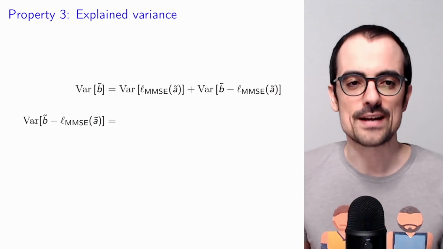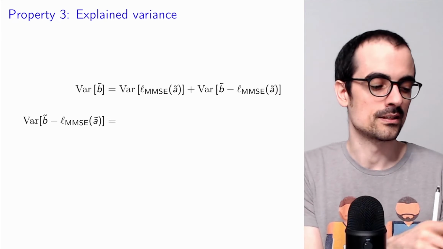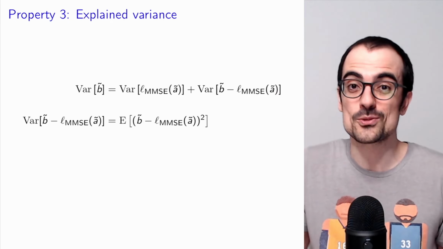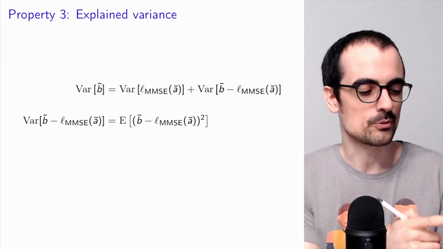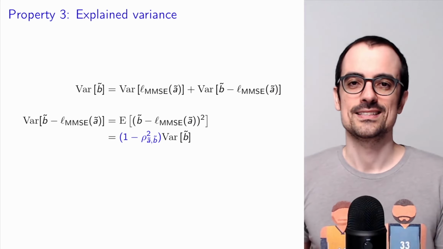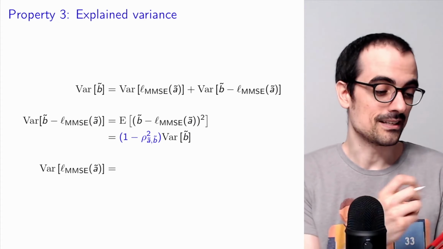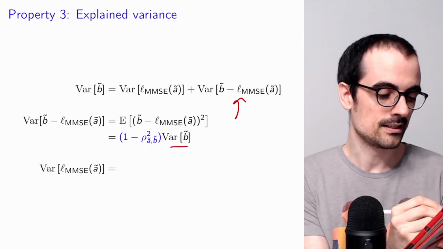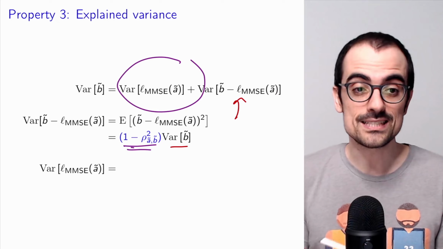Okay, so what is the variance of the residual? Remember that the residual has 0 mean. We just proved it. So the variance is just equal to the mean square of the residual. What is the mean square of the residual? That's just the mean squared error. So now we can deploy this very important formula that we proved at the beginning, which tells us that this is equal to the variance of B times 1 minus the square of the correlation coefficient. Okay? What does this mean? It means that this guy accounts for a fraction of the variance of B, which is 1 minus the square of the correlation coefficient.